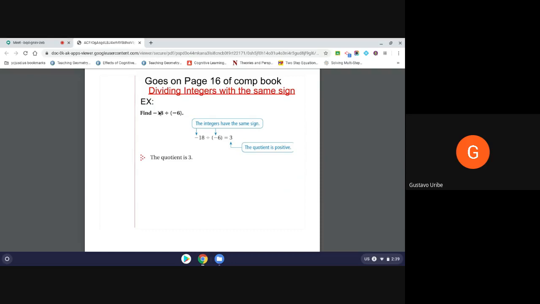So same signs give me a positive. 18 divided by 6, all right, is 3. Or 6 multiplied by 3 gives me 18. So that is why my answer is 3.